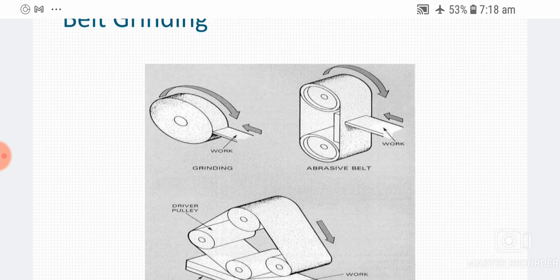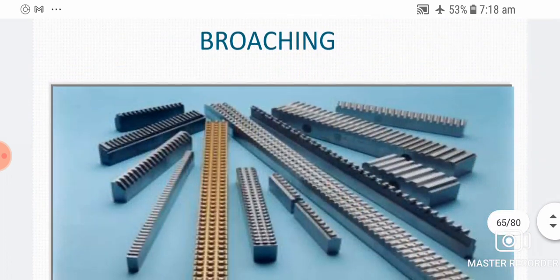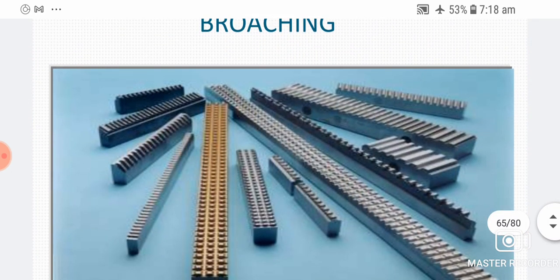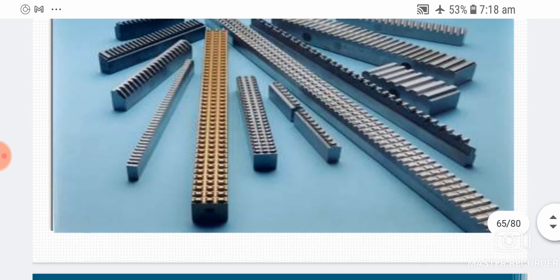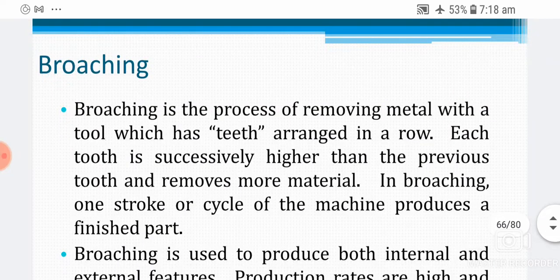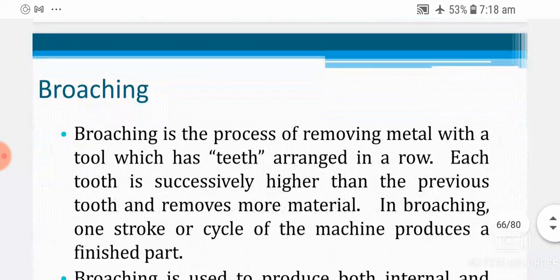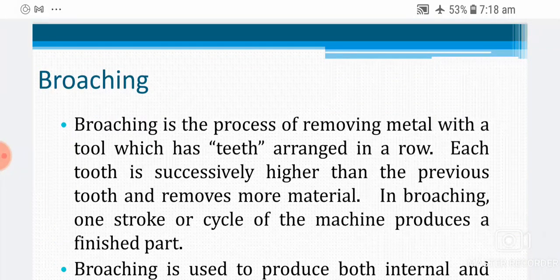This is the belt grinding abrasive belt. Another one, broaching. This is the broaching machine. Broaching tools. Broaching is the process of removing metal with a tool which has teeth arranged in a row. Each tooth is successively higher than the previous tooth.